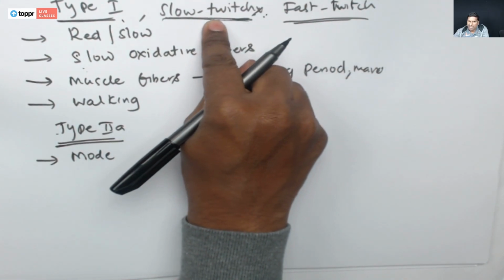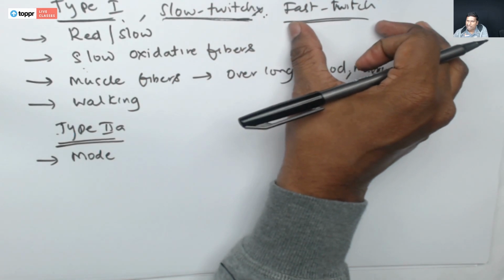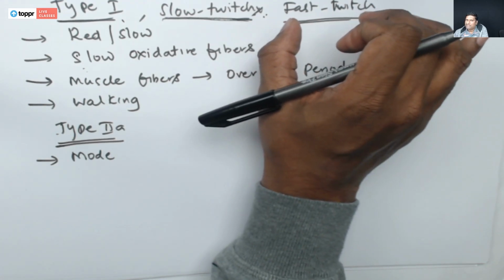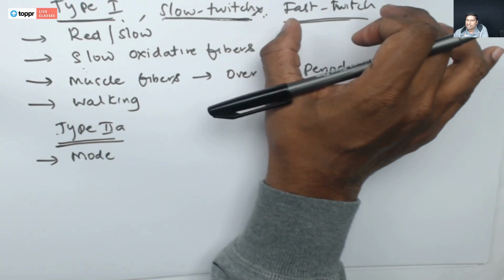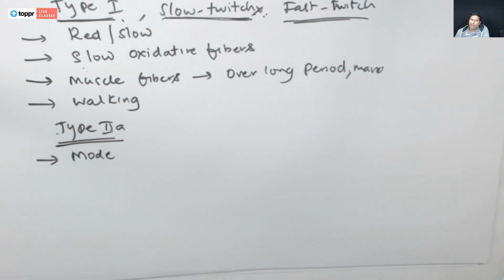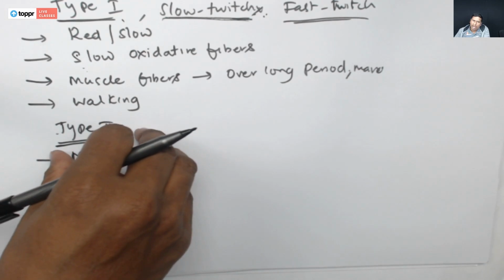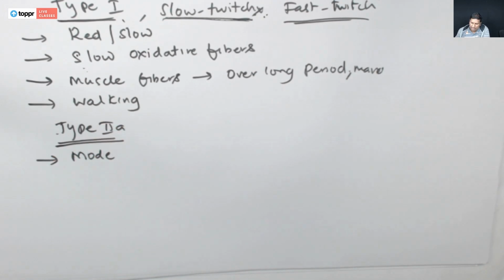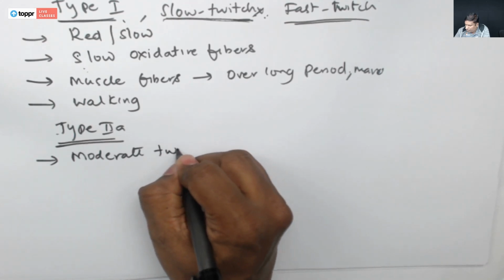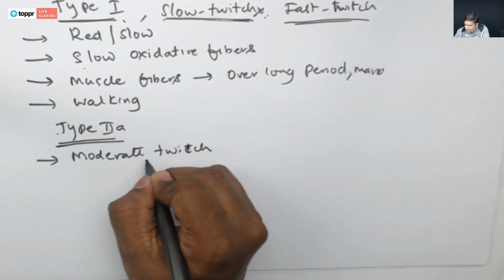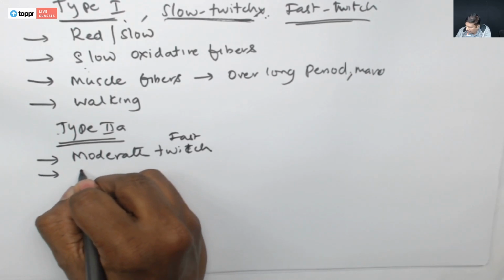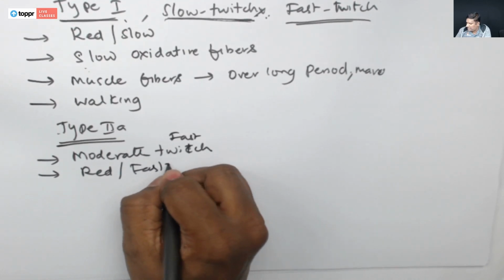Okay, so the slow twitch fibers will stop working and the fast twitch fibers will now get activated. Whenever you need very quick movements and lots and lots of energy, the fibers that get activated are not the type 1 fibers, it's the type 2A or type 2B. Type 2A is for moderate activities like running or swimming. These are moderate twitch, moderate fast twitch, and these are red and fast based on the morphology.